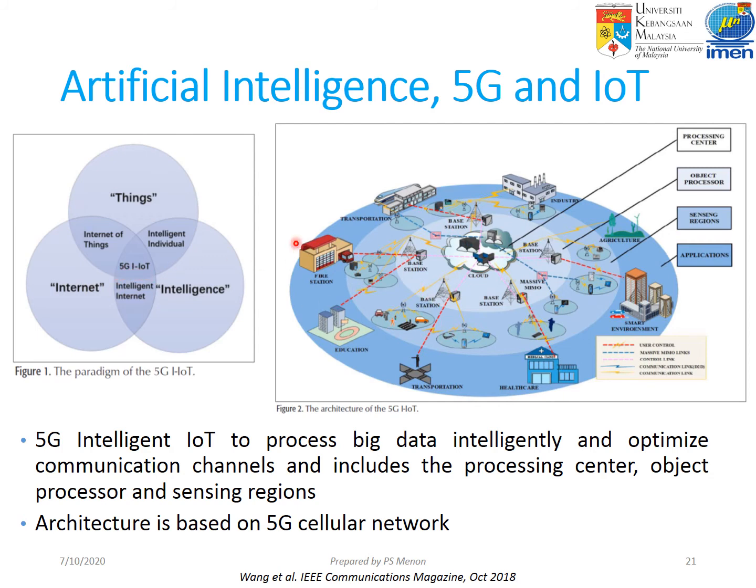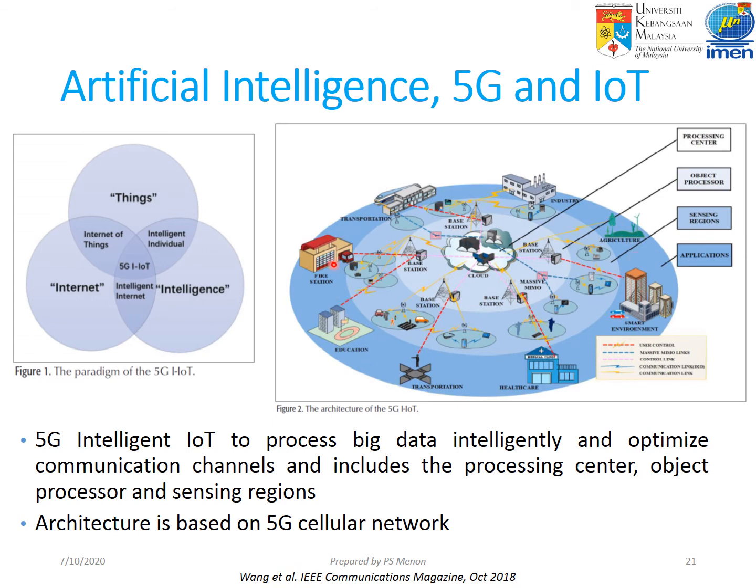So this is a figure of the network. As you can see, you have a processing center in the middle, and it is surrounded by the object processor or the base station to collect and receive the information. And in the outer ring here, we have the sensing region to sense various kinds of data. And last but not least, the most outer ring comprises of application. And this application can be in terms of healthcare, in terms of transportation, education, fire station, and so forth.